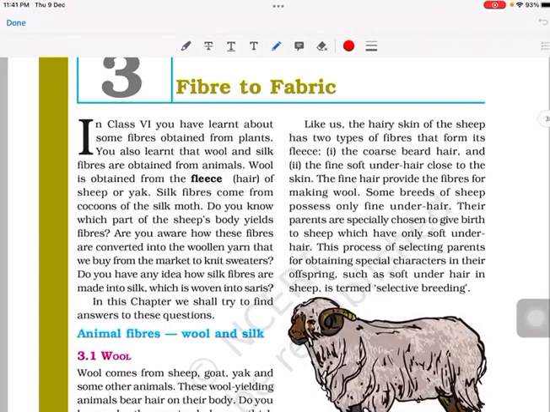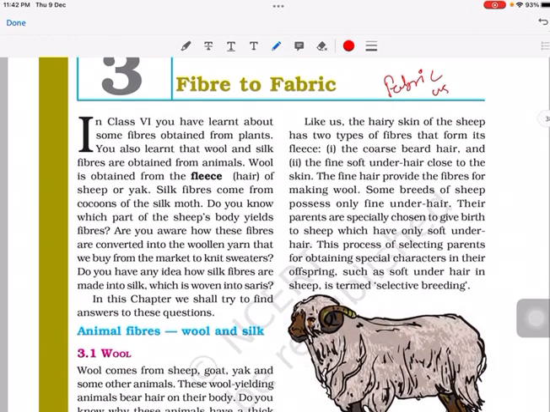Hello, student. Now we are studying science, class 7th, chapter 3. We are studying about fibers to fabric, and how we are obtaining that fabric. We use fabric in clothes and other things like blankets, etc.